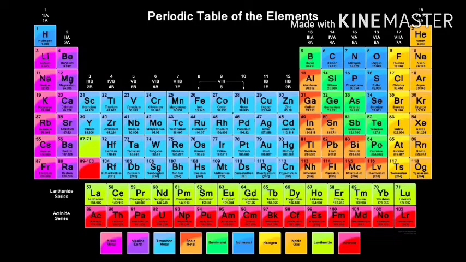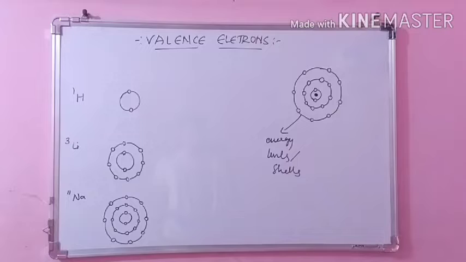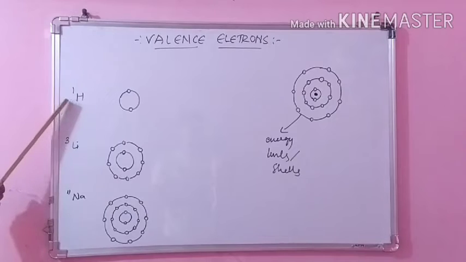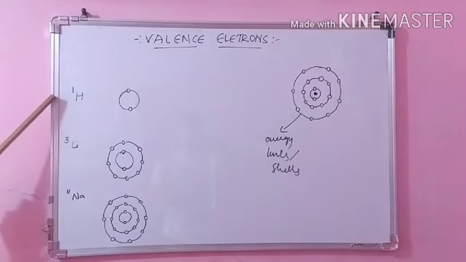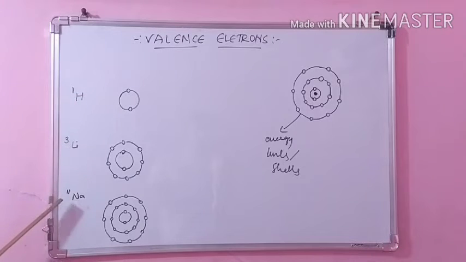Here you can see the periodic table. The first element is hydrogen. Below that lithium, sodium, and so on. First we will try to find the valence electrons of hydrogen, lithium and sodium. Here I have already written the atomic numbers. You know that they are 1, 3 and 11.